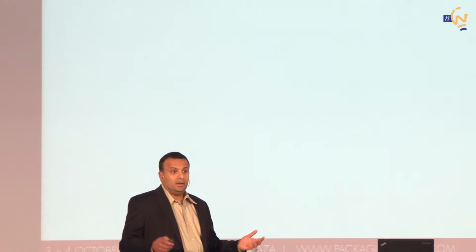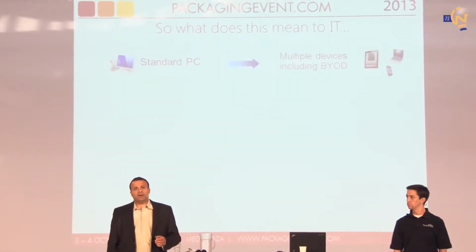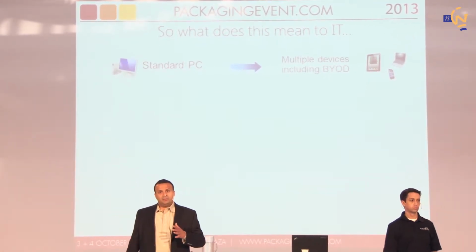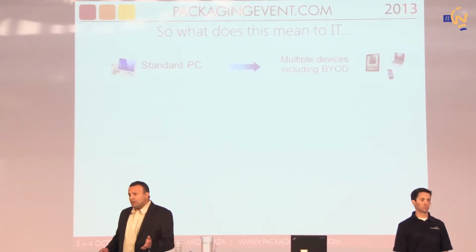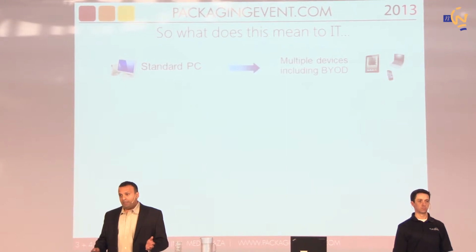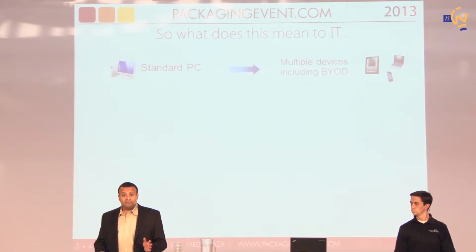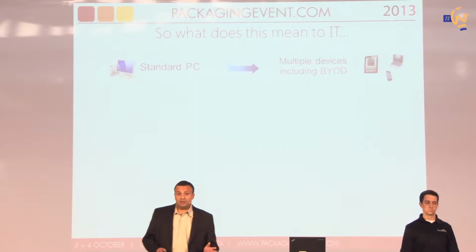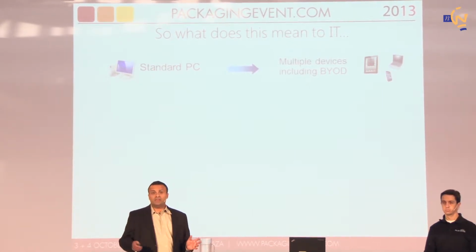So what does this mean to IT? What does it mean to an enterprise? One, we've seen that obvious thing: a standard PC is being replaced by all these devices. On average, an enterprise user today, and this is not across the board, has about 3 devices that they're managing. A traditional laptop or a desktop, a mobile phone, and a tablet. So this is a recent development.